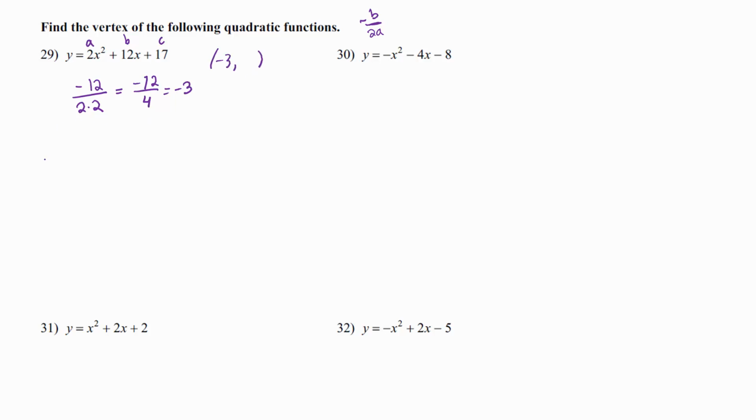Now I need to plug the negative 3 in where the x's are in my original equation. And so I'm going to do negative 3 squared, which is positive 9, times 2 is 18. 12 times negative 3 is negative 36. Then I'm going to add 17 to that. Now, if I do 18 minus 36, I get negative 18, and negative 18 plus 17 is negative 1. So that is my y value. The answer to this is the point negative 3 comma negative 1.